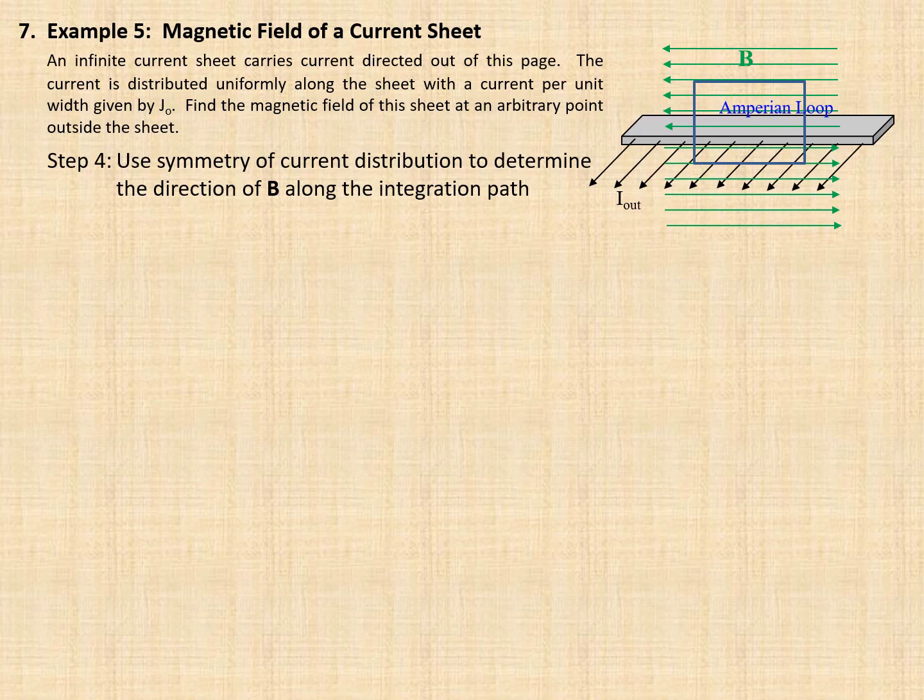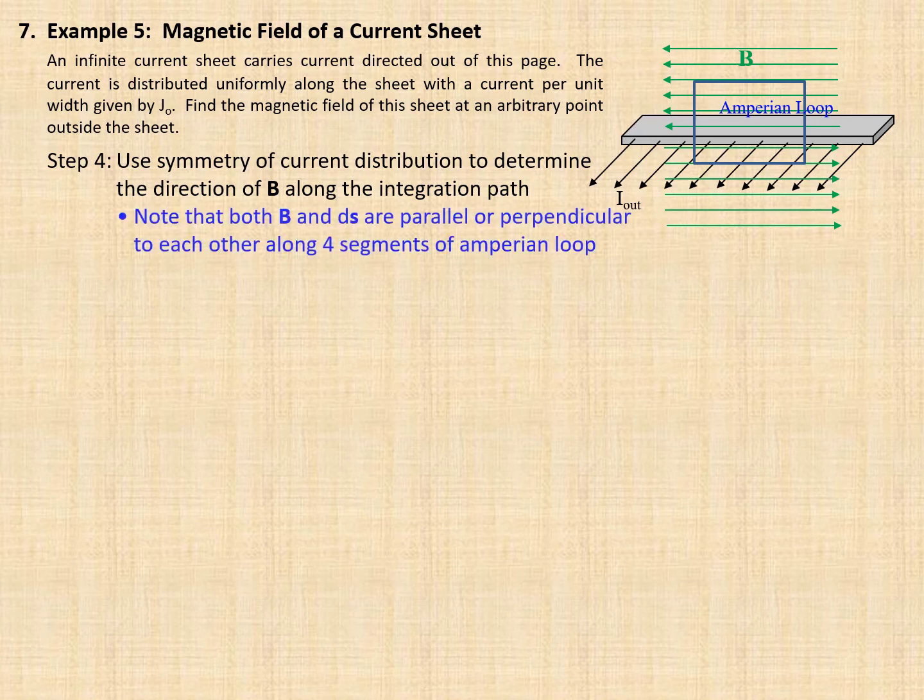So the next step should be quite easy because we see the form of the magnetic field, we see the integration path there. We note that the magnetic field and the infinitesimal displacement vector ds are either parallel to each other or perpendicular to each other for each of the 4 segments of our rectangular Amperian loop. So we will choose to traverse the loop in the counterclockwise direction, starting at the upper left-hand corner.